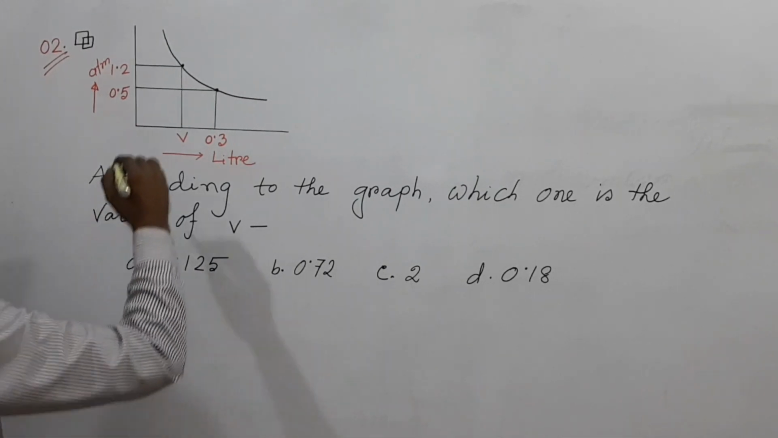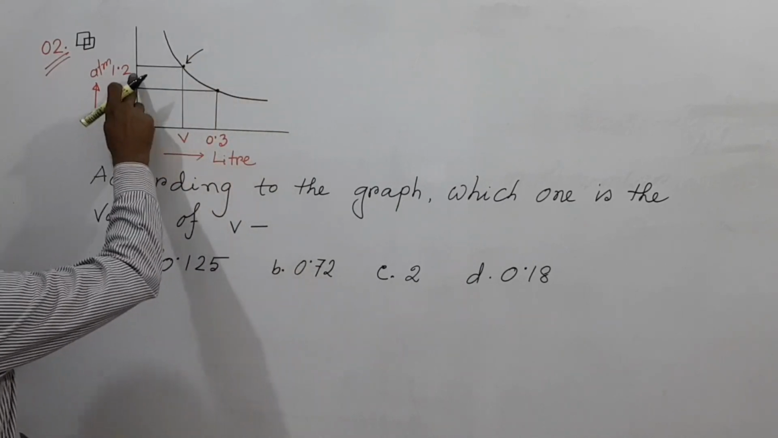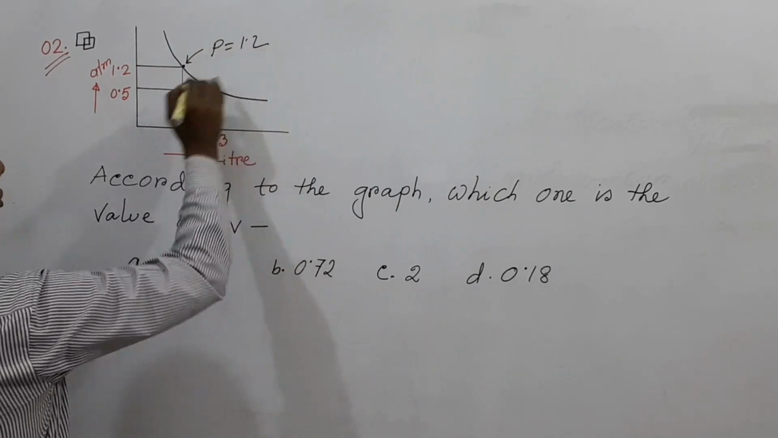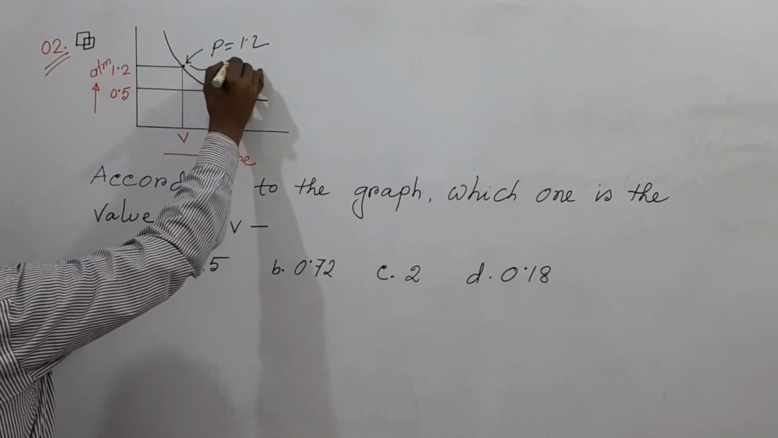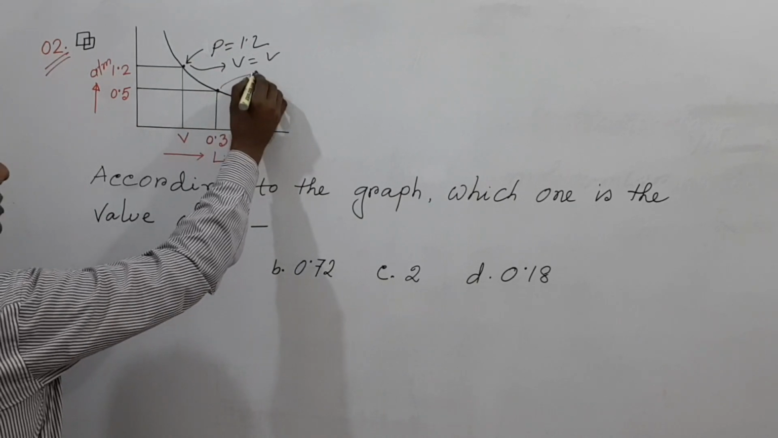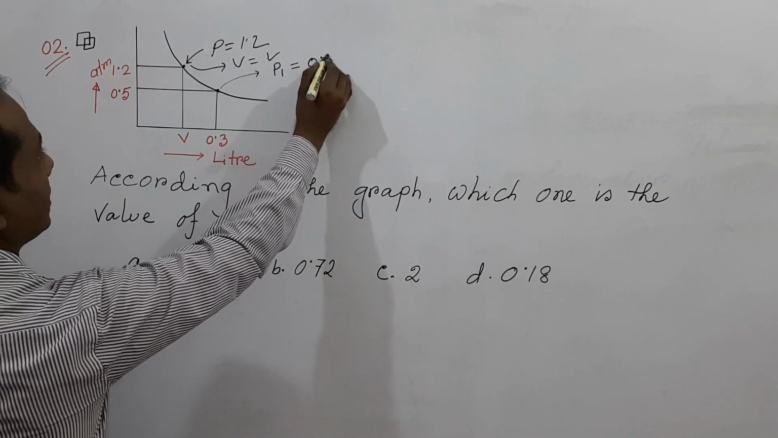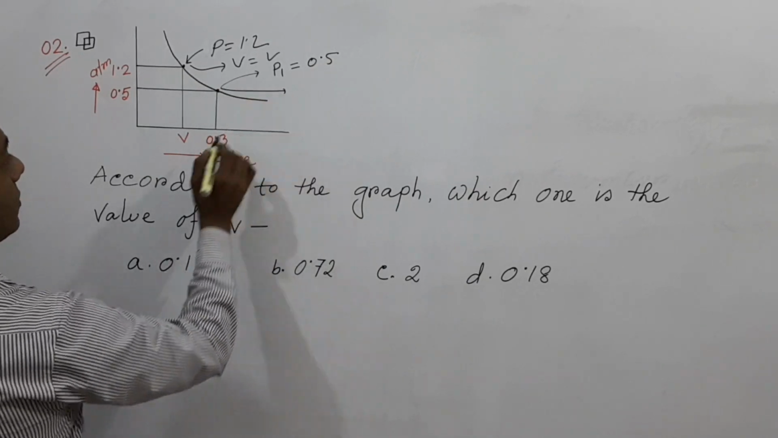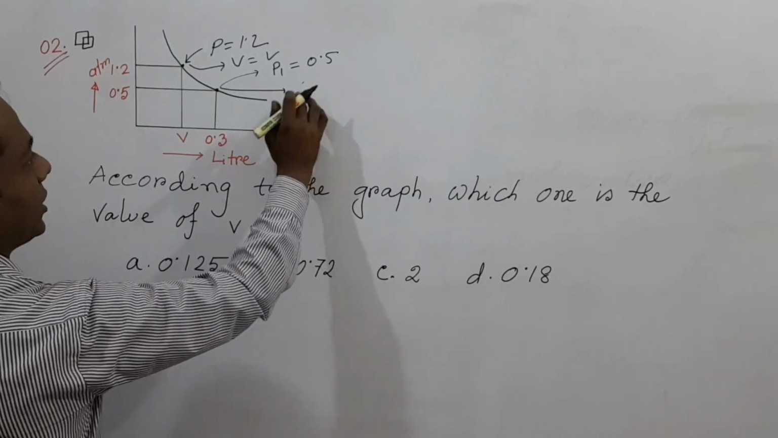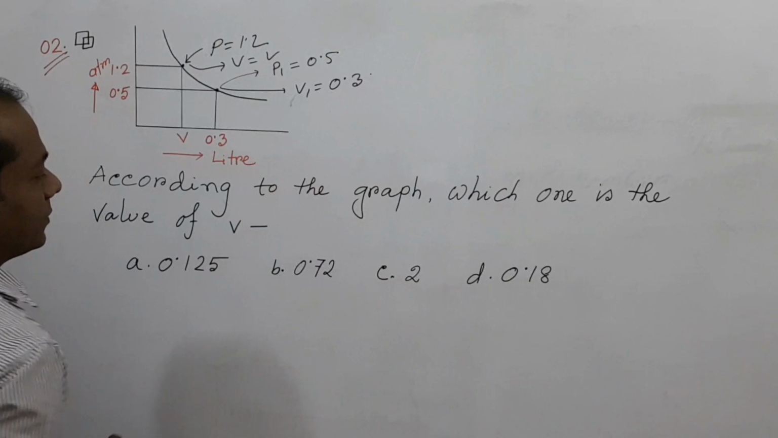So, if we discuss this point, this is the value of P equals 1.2 and the value of V equals V. And for this point, the value of P1 equals 0.5 and the value of V1 equals 0.3. V1 equals 0.3.